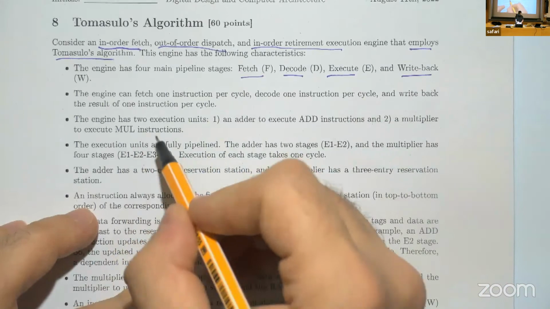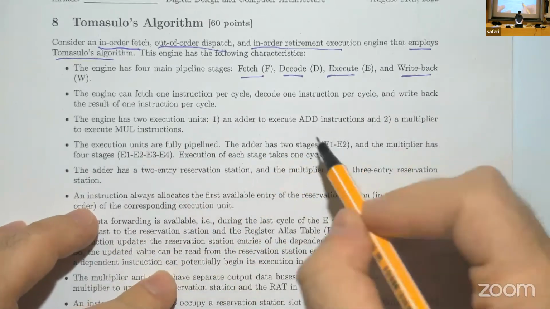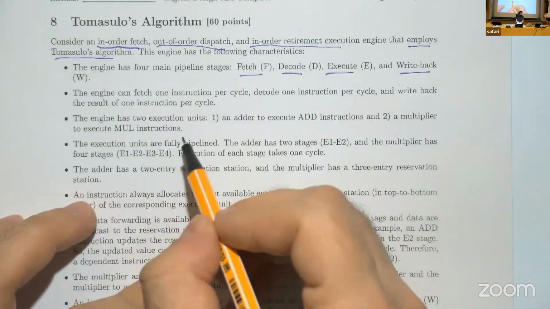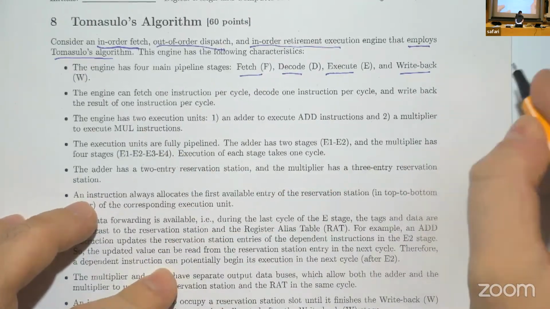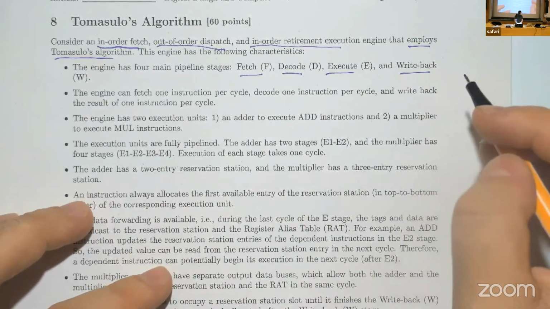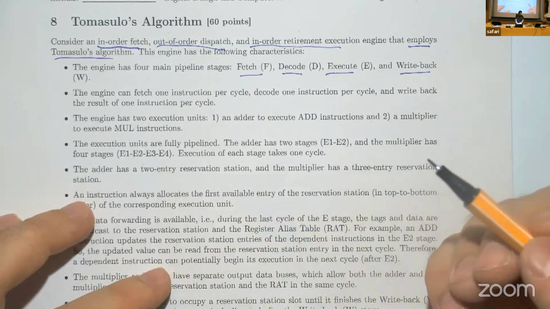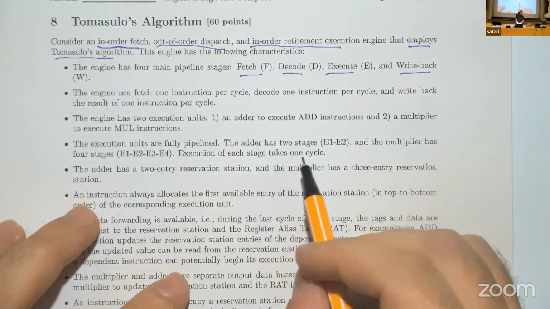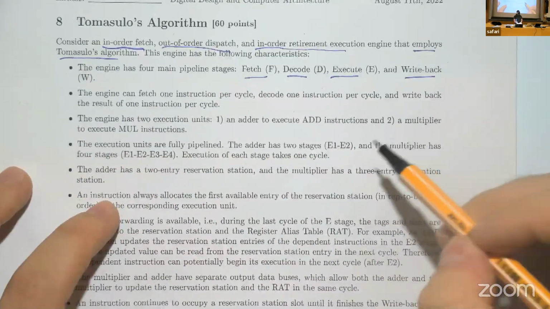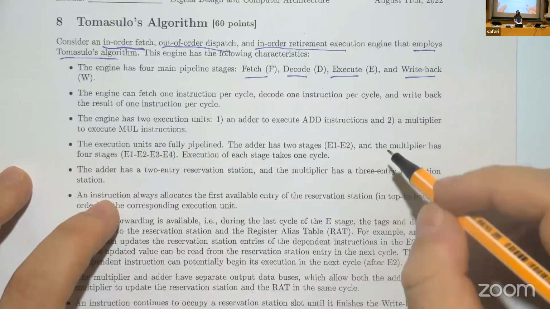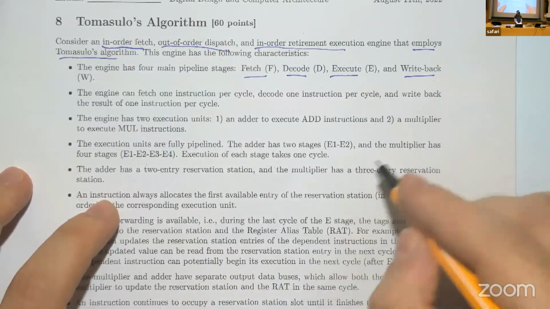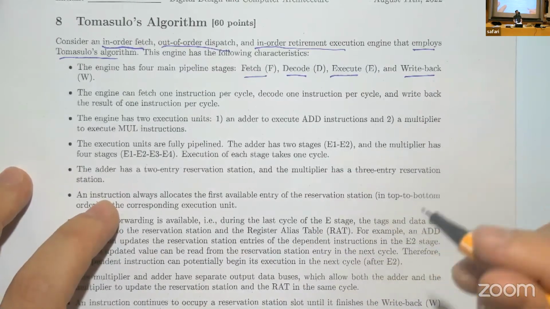The engine has 2 execution units, an adder to execute add instructions and a multiplier to execute mul instructions. The execution units are fully pipelined. The adder has 2 stages, E1 and E2, and the multiplier has 4 stages, E1, E2, E3, E4. And the execution of each stage takes 1 cycle. Please, whenever you read these characteristics, be sure of which are relevant for the question you're solving, because not all of these here are relevant to the question. Some of the characteristics here are not needed for you to solve the question.